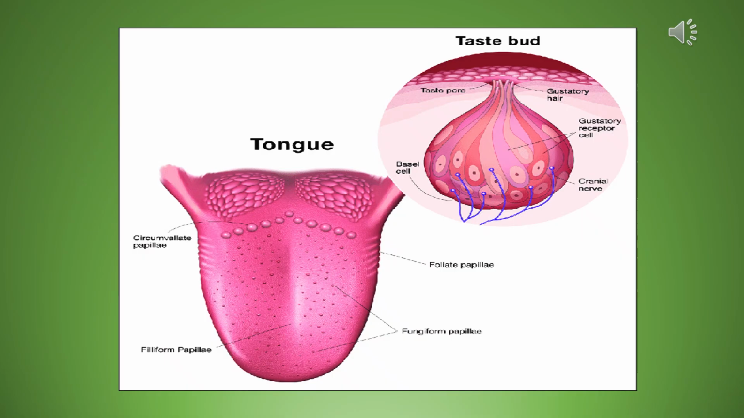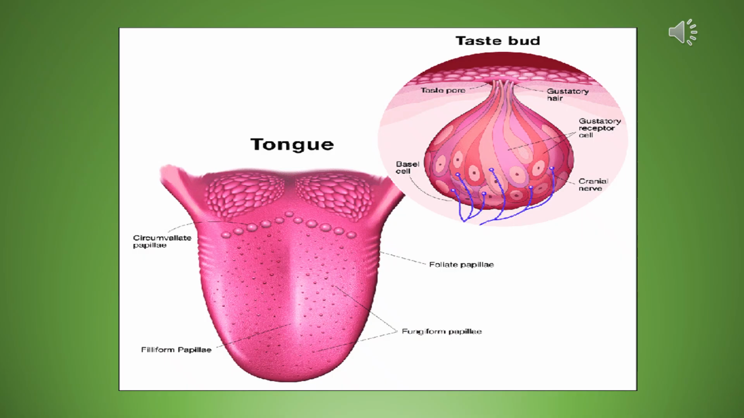So looking at a taste bud up close, the taste bud opens to the surface of the tongue. That is called the taste pore. So the tongue has to be wet. If the tongue is dry, then nothing can go down into the taste pore. So the tongue has to be wet in order to have a sense of taste.